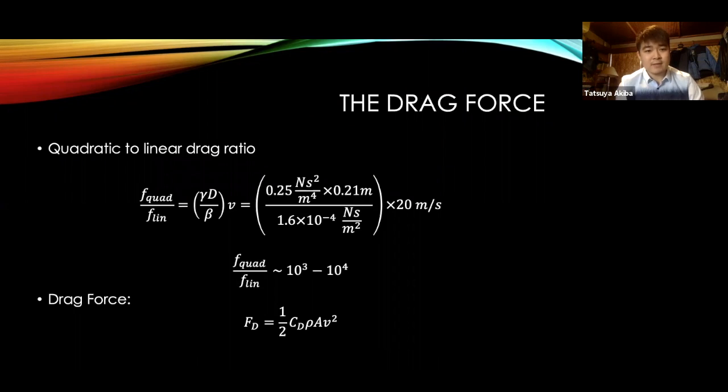As far as the drag force goes, first of all, we need to come up with a comparison of the quadratic to linear drag. Here we've taken the ratio, and it turns out that the ratio is around 10 to the 3 or 10 to the 4. So we are justified in neglecting the linear drag and talking about the drag force with this equation shown here, where there's a quadratic dependence on the velocity.